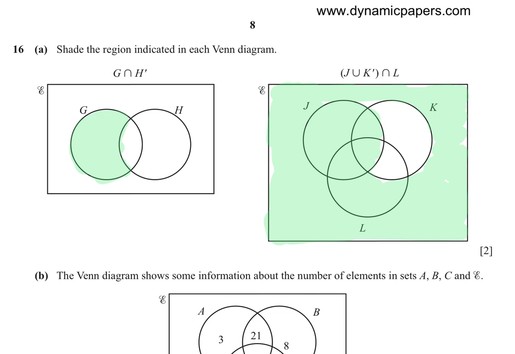Intersect L, this means the common between this region and L. The intersection with L. This region intersect L at that part. The common between this region and L, this one. So remove all except this part. So we can remove all except the region included in L.